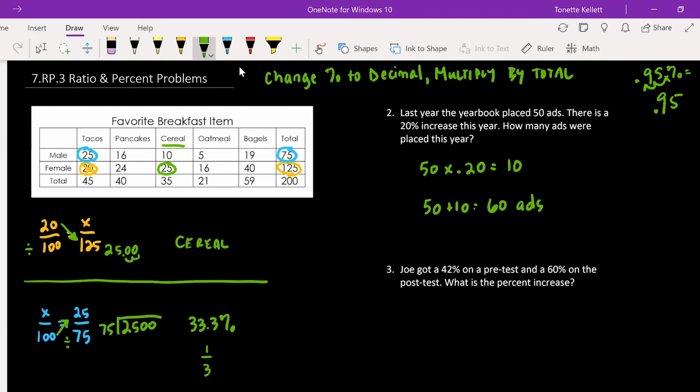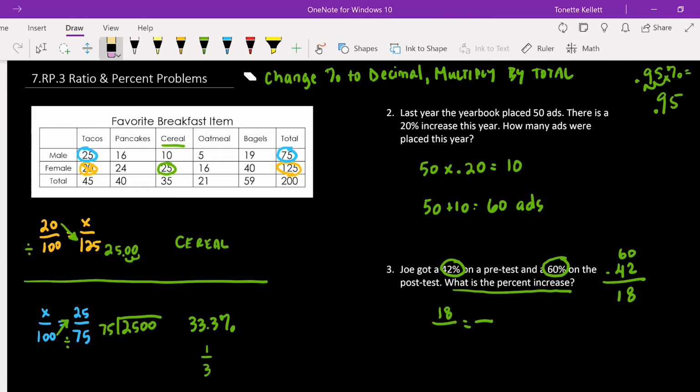Joe got a 42% on a pre-test and a 60% on the post-test. What's his percent increase? In order to find the percent of increase, we're going to subtract 42 from 60 and get 18. 18 points, or percentage points, is the difference. And that's out of 100 because it's a percent, equals nope, 18 out of 60. Sorry about that.